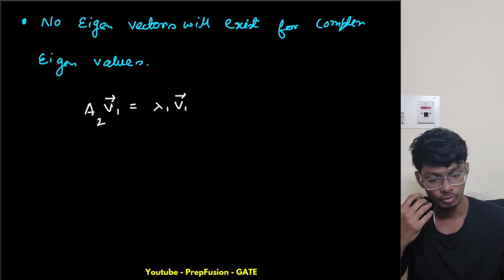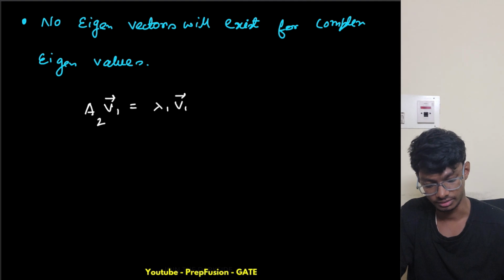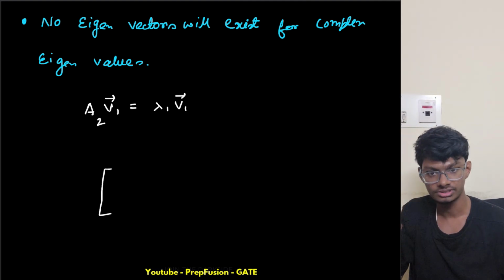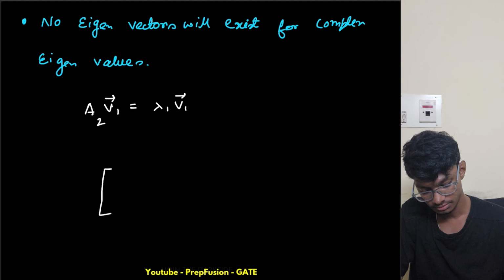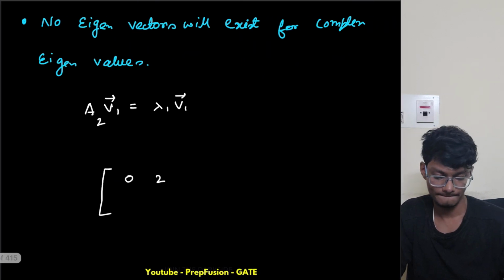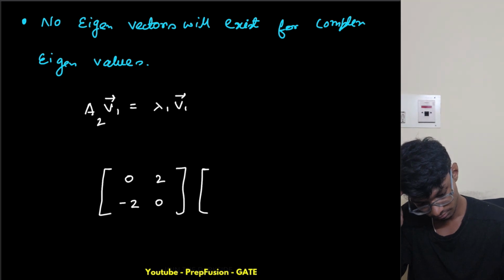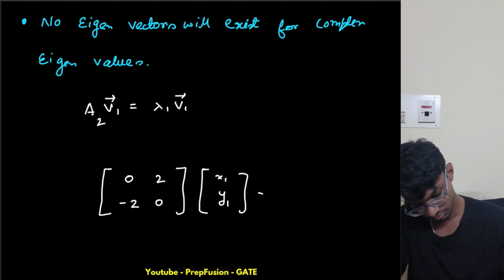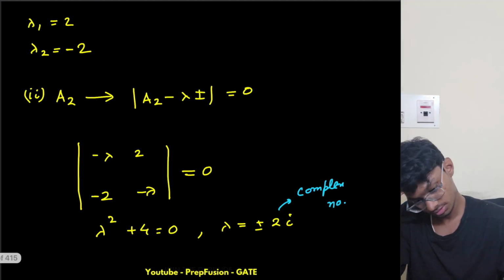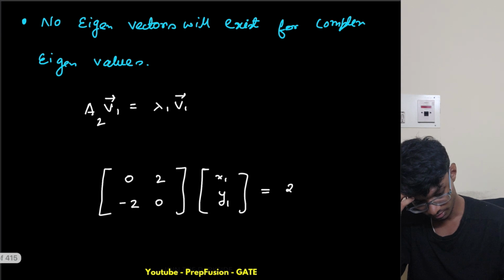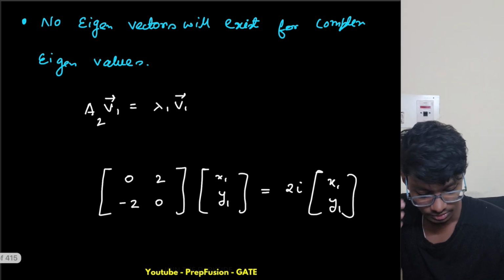Okay, so let me put lambda 1 here and the value of A here, and let me take v1 as (x1, y1). So A is [0 2; -2 0], times (x1, y1), which equals lambda 1 times v1. Lambda 1 is 2i only, so 2i times (x1, y1). So what does it become?